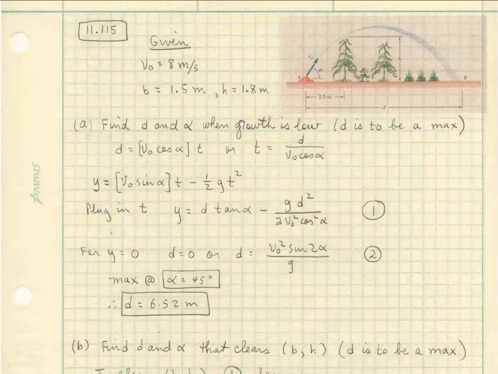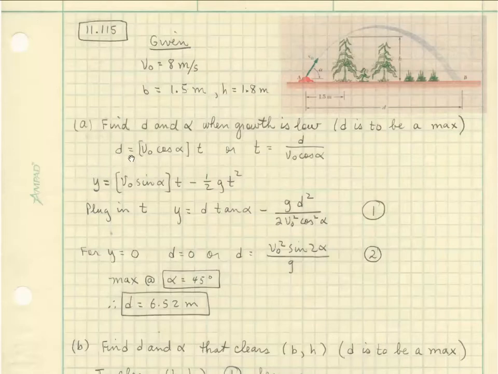In part A, we're going to find the maximum distance the water can go. When the crops are low, it doesn't have to worry about hitting anything. So we're going to find D and alpha when the crop is low. D is to be the maximum value, and this is the value D across here. So it's the range of the water.